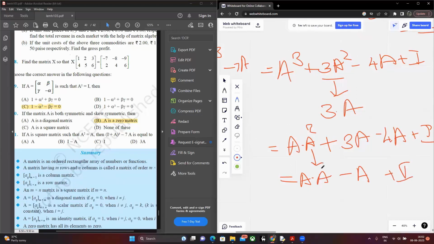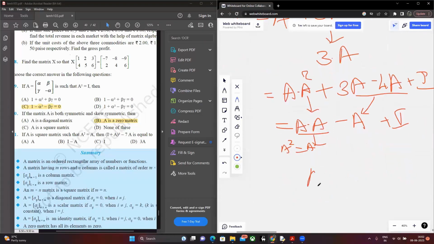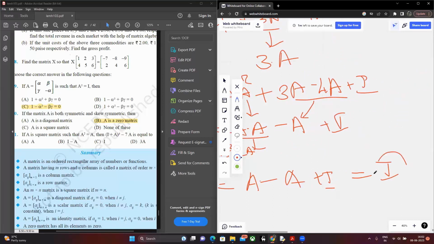Because A squared is A, I'm basically substituting that, right? 3A minus 4A becomes minus A, right? This is A squared. This is basically A squared. This is equal to A. So I'm basically writing this as this is equal to A minus A plus I, which is basically I. So C is your answer.